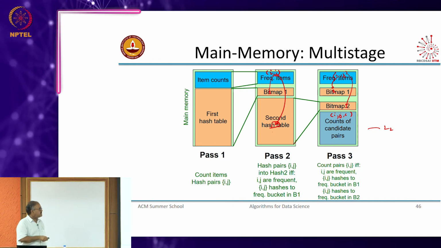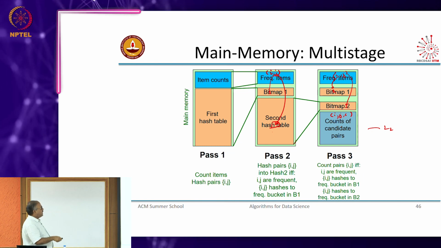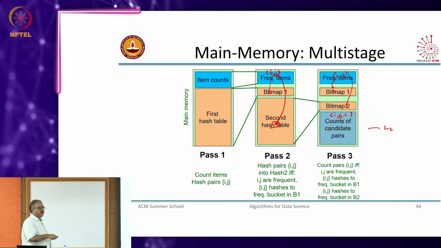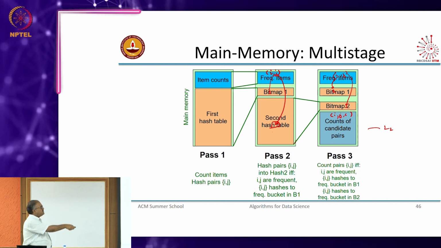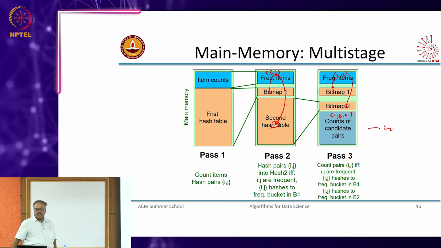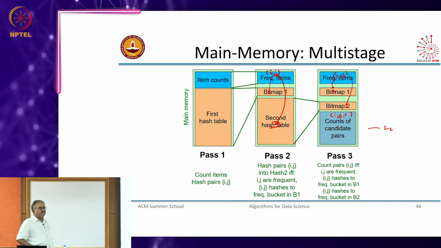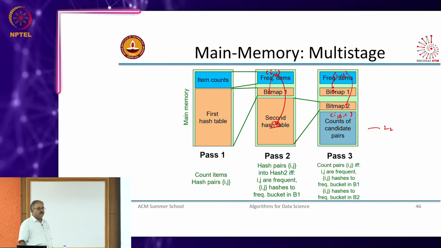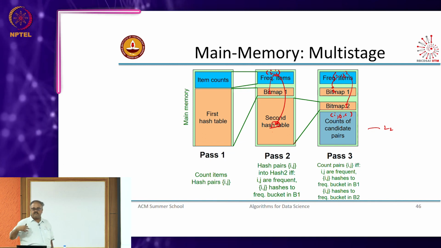So my question is, already we will only put an entry into bitmap 2 if it has a 1 in bitmap 1, right. In pass 3, why do I have to check again whether it is a 1 in bitmap 1? Why can't I just directly check if it is a 1 in bitmap 2, which means it is frequent according to the second count I made, then just go ahead with it? Why do I have to check in both bitmaps?